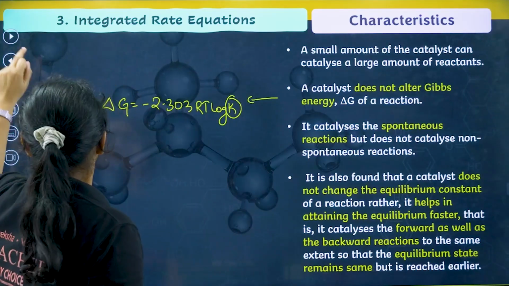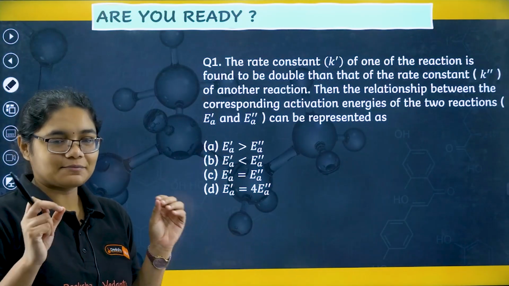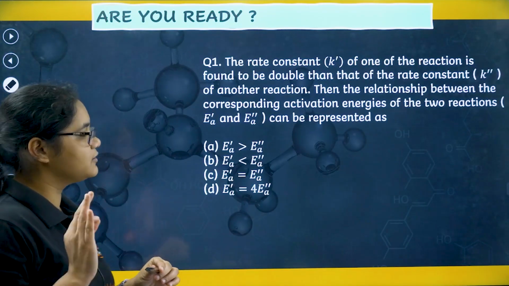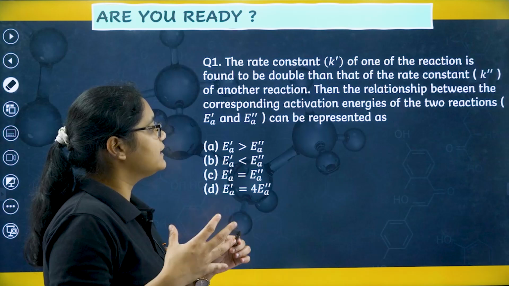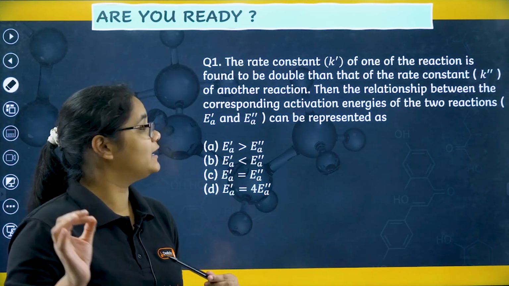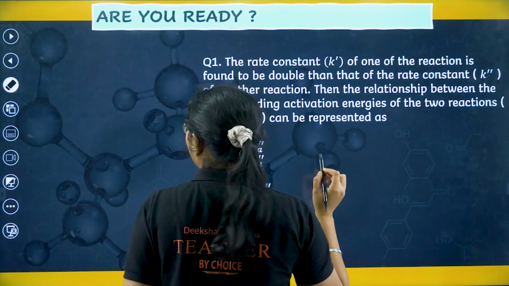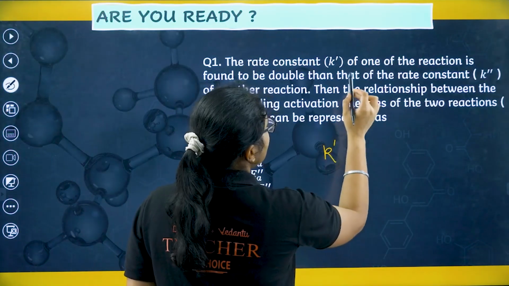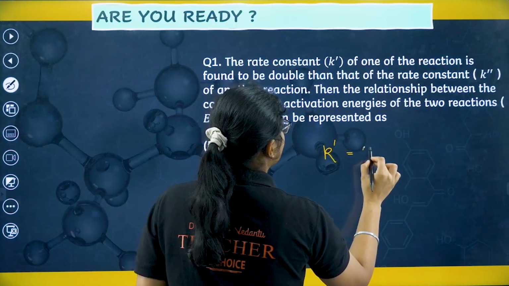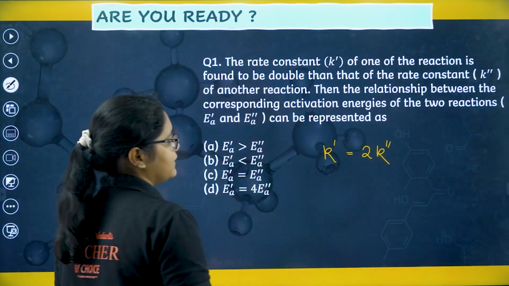Okay. So next we'll do certain 5 questions. Let us see now some quiz. First question: the rate constant K dash of one of the reactions is found to be double that of the rate constant K double dash of another reaction. So what I say here is K dash of one of the reactions is found to be double that of the rate constant of the other reaction.